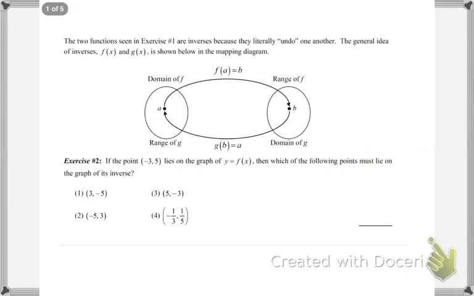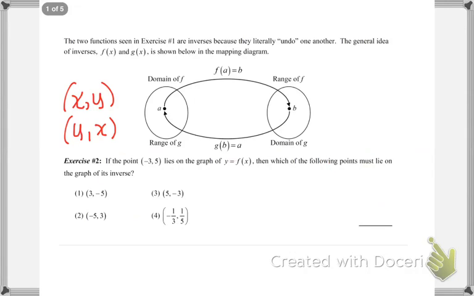The general idea of inverses is shown below in the mapping diagram. We have the domain of f and the range of f. The domain of f becomes the range of g, and the range of f becomes the domain of g. So your domain and range are going to be interchanged. So the x and y in your original become interchanged y and x in your inverse function.